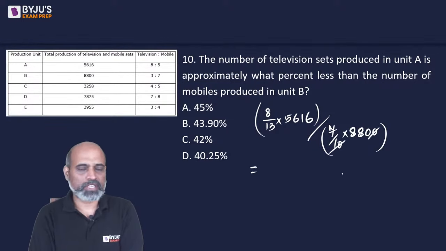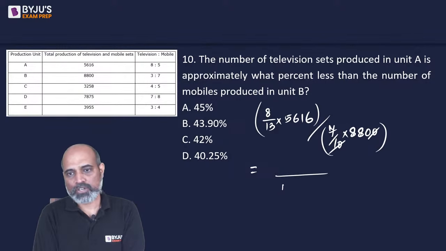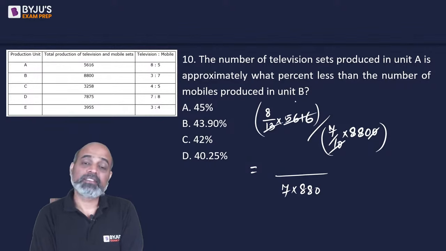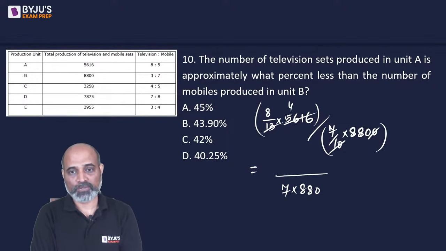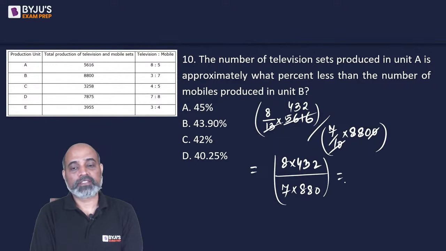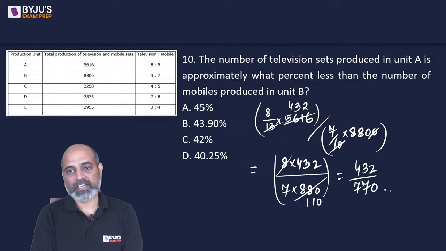So 10 goes over here, and the denominator is going to be 7 into 880. Let's do this. Now for this, 13 into 4 is 52, then we have 41, which is going to give us 13 into 3, and then we are left with 26, which is 2 times. So we are left with 8 into 4, 32. Now let's simplify this. 8 and 880, this is 110 times, right? So this is 432 out of 770.